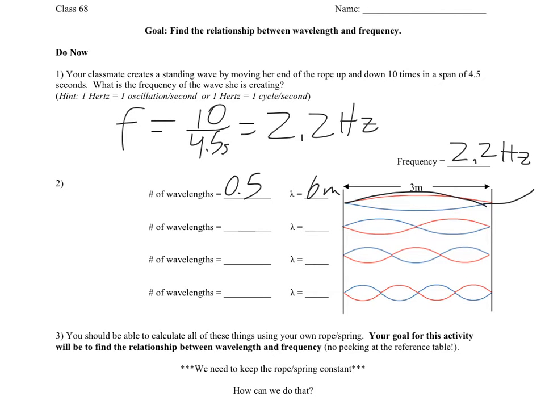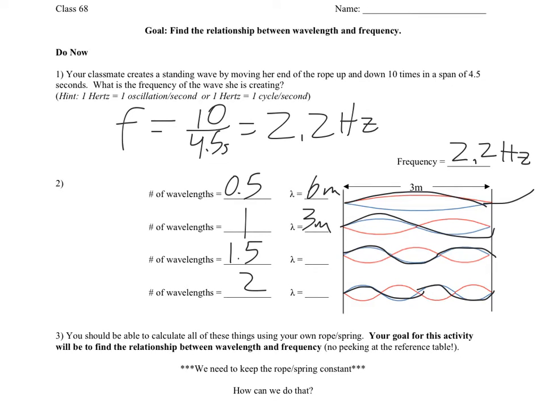We'll see this next one, number of wavelengths. That's one wave. Next one, there's one wave and then a half wave, so there's 1.5. And the last one, there are two waves. So for the second one here, if there's one wavelength there, and that's 3 meters long, a wavelength must be 3 meters long.